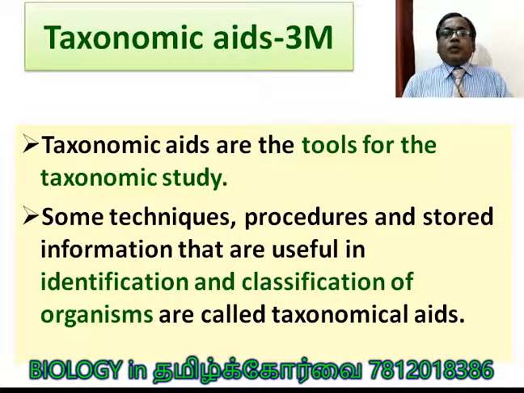Procedure, for example, is how to use genus and species. That is one of the procedures. And stored information means the printed information, which includes books and various types of printed materials used in taxonomic studies. So techniques, procedures and stored information are all used in taxonomic study and are considered taxonomic aids. This can be asked as a 3-mark question.